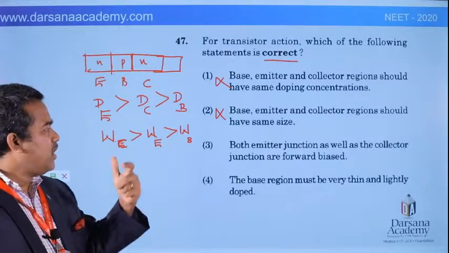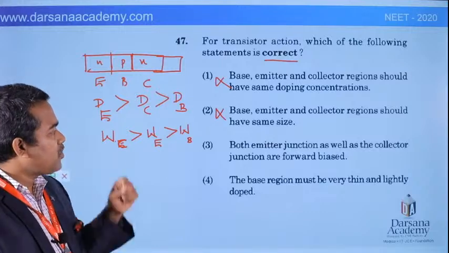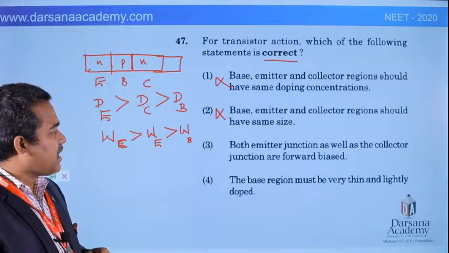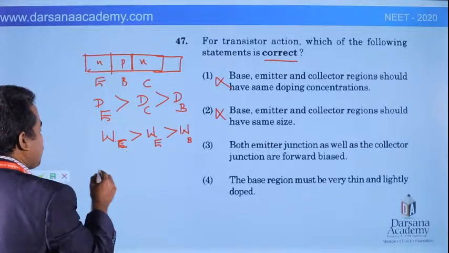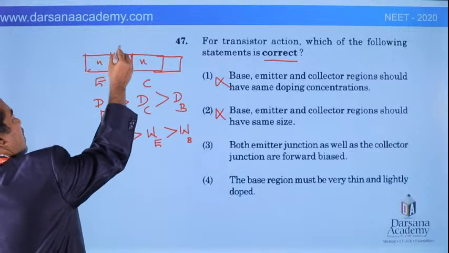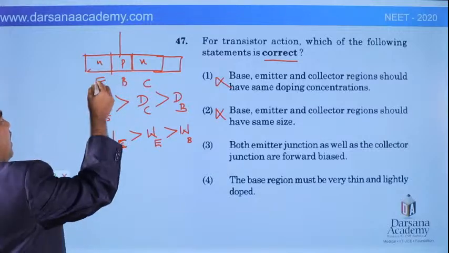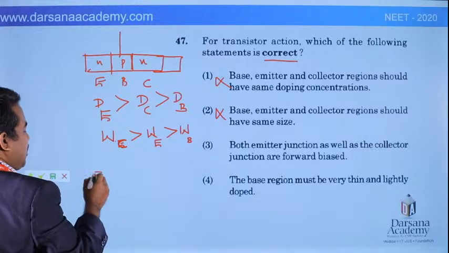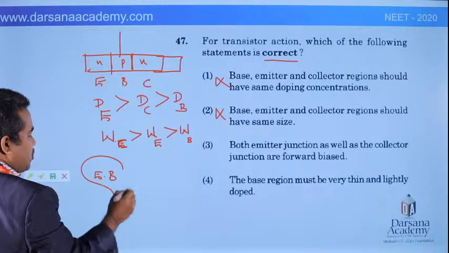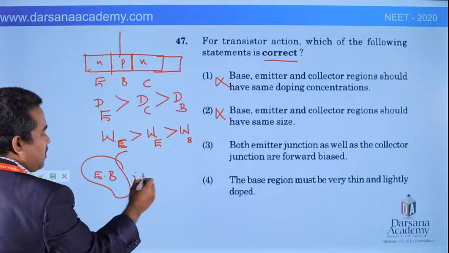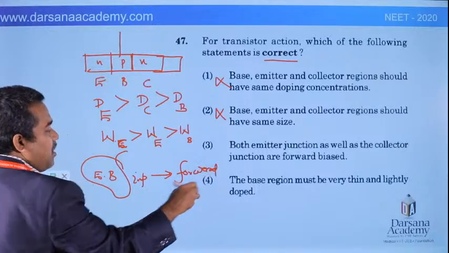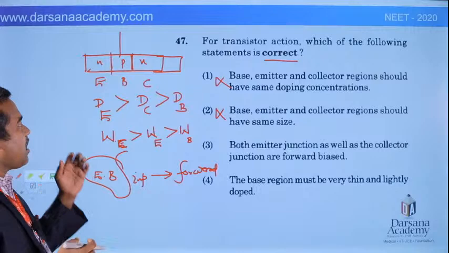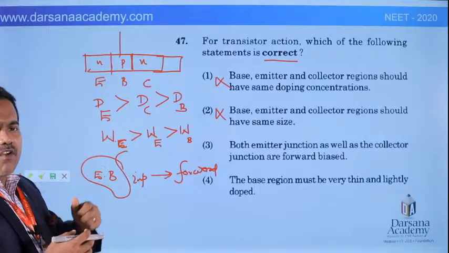So we can move with the third statement: both the emitter junction as well as the collector junction are forward biased, for an NPN transistor under consideration. Keep in mind that the emitter-base junction, which is considered as input, is always forward biased, and we take the output from the collector-emitter configuration.